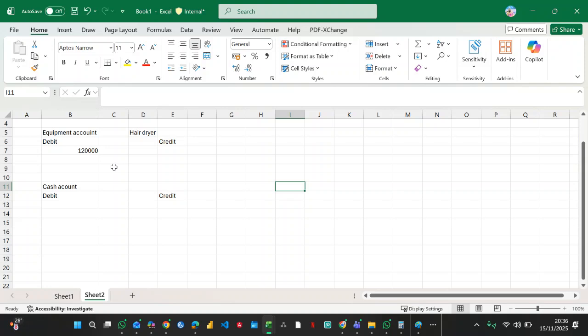So to understand this, let's look at it in this manner, and then try to understand the background of the cash. What does a cash account mean? In accounting, a cash account is debited when cash comes in.